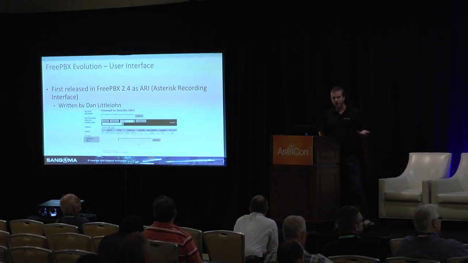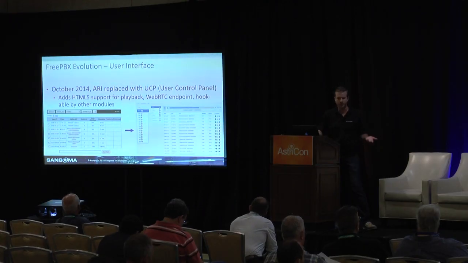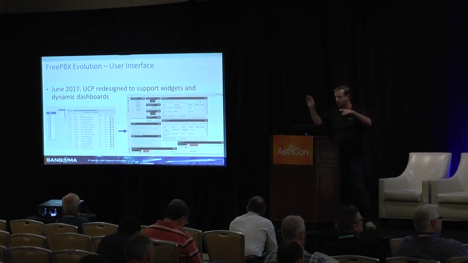So we moved forward, and in 2014, we started work on a redesigned ARI, which we called UCP, which actually utilized HTML5 technology, which all that means is that we transcode, change the files Asterisk gives us for voicemail and recordings, and then you can just play it back on your browser, right? Because it's all supported these days to play audio directly on your browser without needing things like QuickTime loaded on your computer, right? And then again, I showed you this earlier. In June 2017, we redesigned UCP again to use the dashboard layout and widgets that are resizable and you can move them around, right?